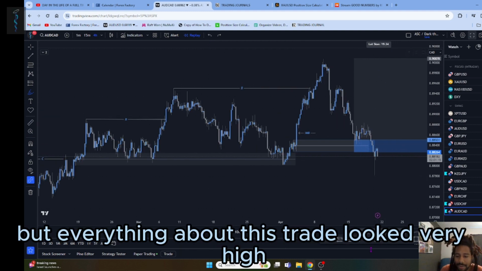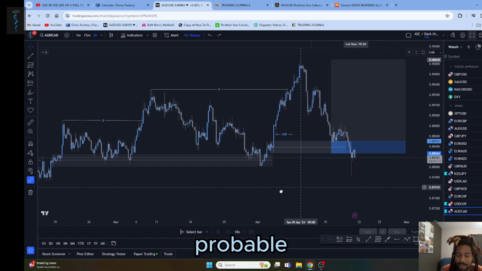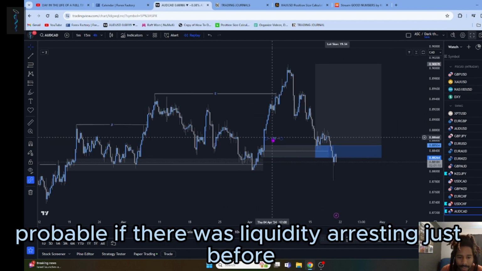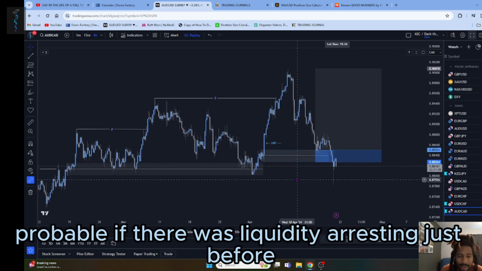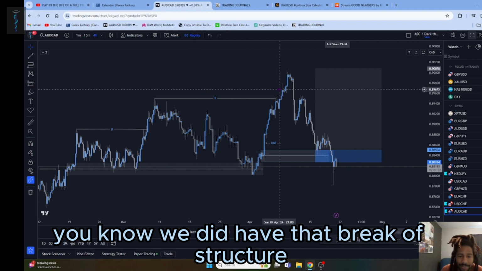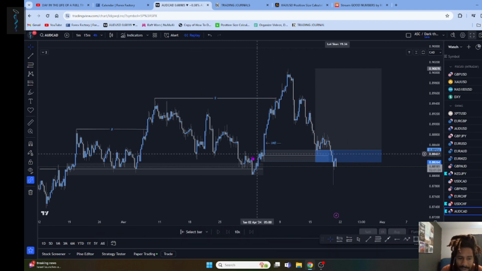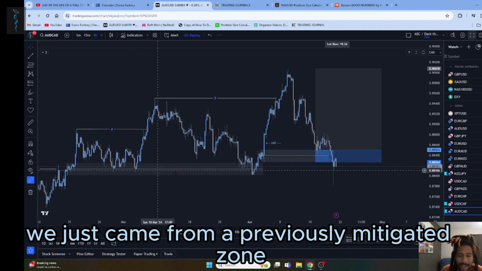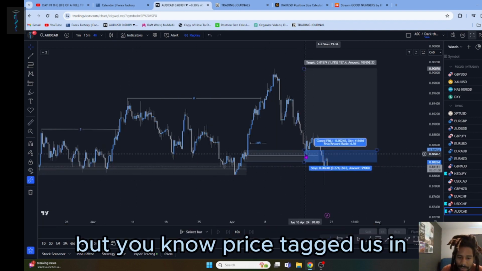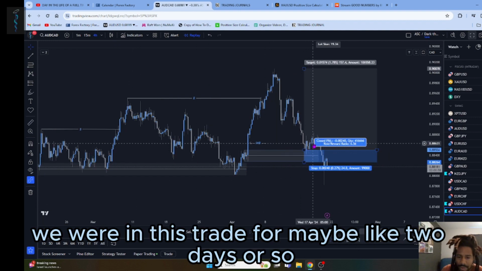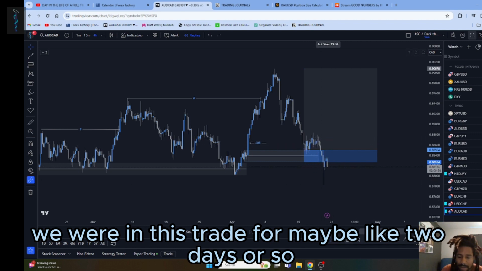But everything about this trade looked very high probable. The only thing that would have made this more high probable is if there was liquidity resting just before. We did have that break of structure, we did have that imbalance, and we just came from a previously mitigated zone. Price tagged us in, and we were in this trade for maybe 2 days or so.